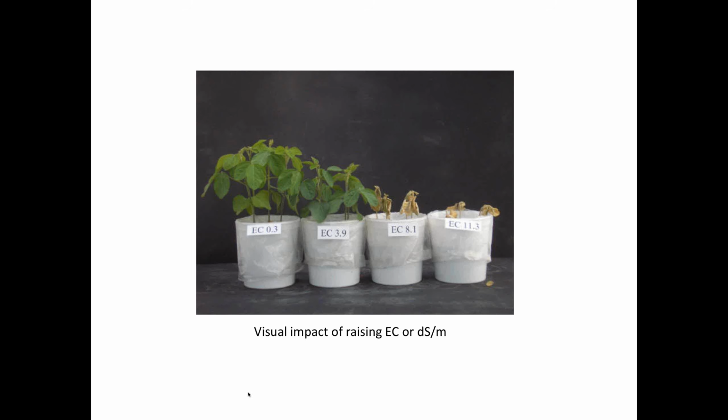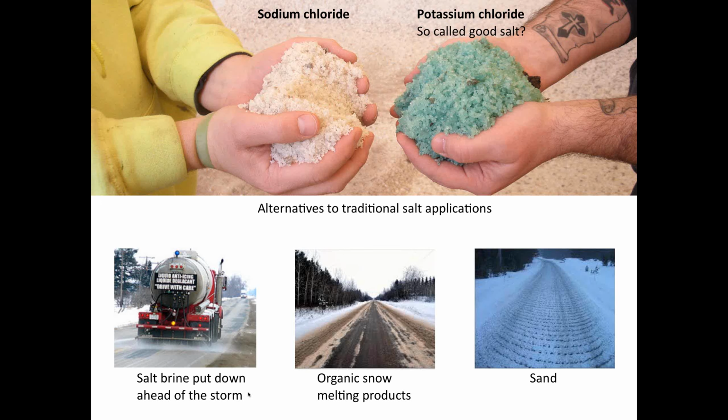So what are the alternatives that we can do? Often you don't get to control the kind of salt that goes down. A lot of discussion about potassium chloride as the good salt. And yeah, it's better, but it's still salt. If I had my choice, I would use potassium chloride. But some of these newer other ideas that we're using may actually be better. The salt brine that we put down ahead of the storm puts down far less salt and seems to do a pretty good job, and we're starting to see more and more of that on large highways.